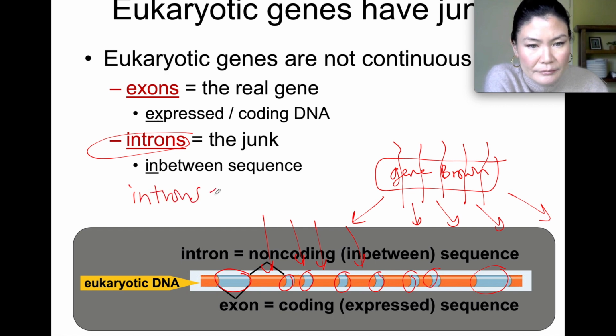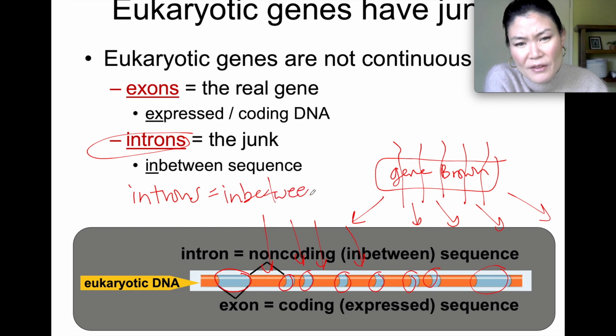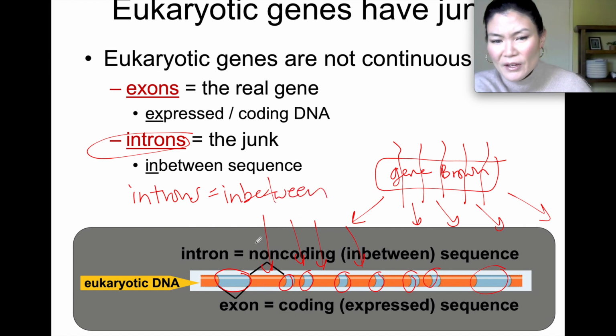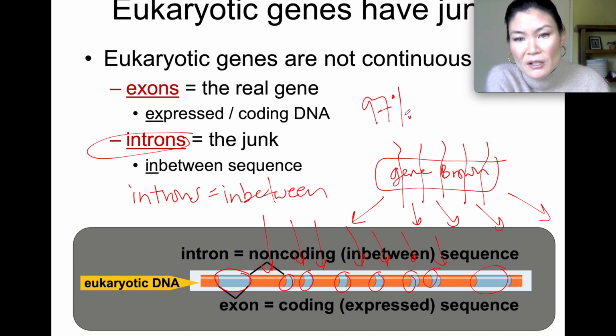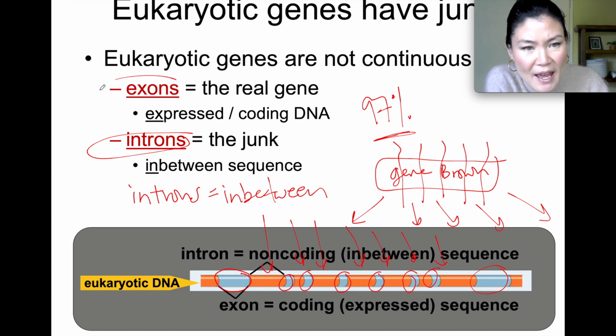Introns, in between, those are the ones that don't count. That's not actually part of the gene, okay? So your genome has introns. You know how we said like 97% of our genome doesn't code for anything? Another part of that 97% is the fact that there are introns. Whereas the exons do code for protein.